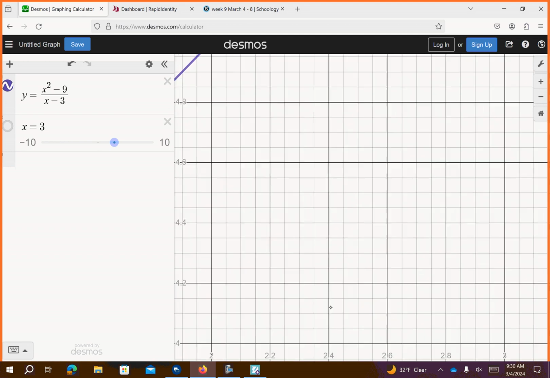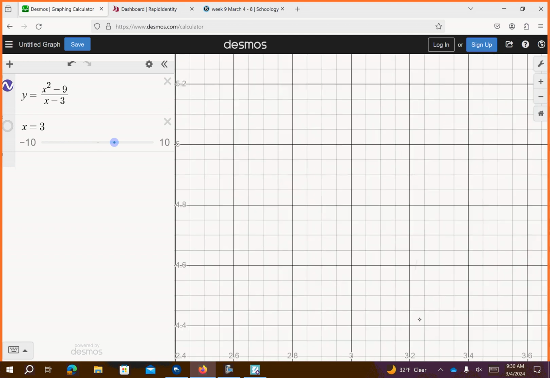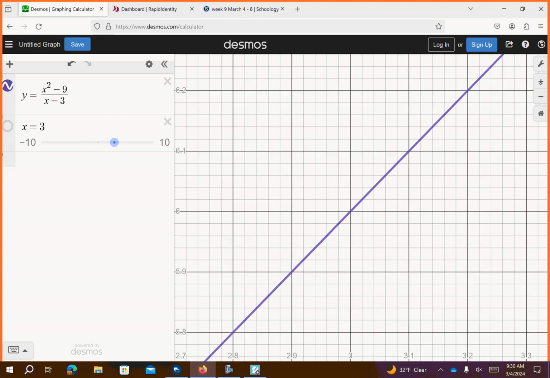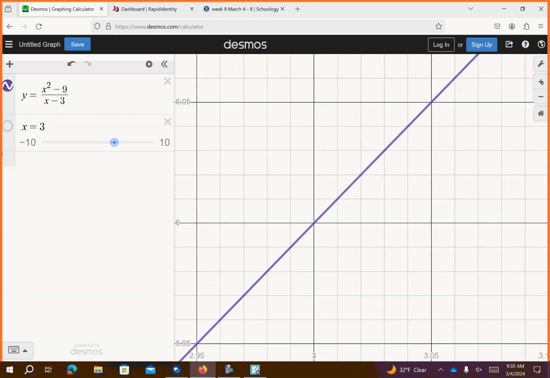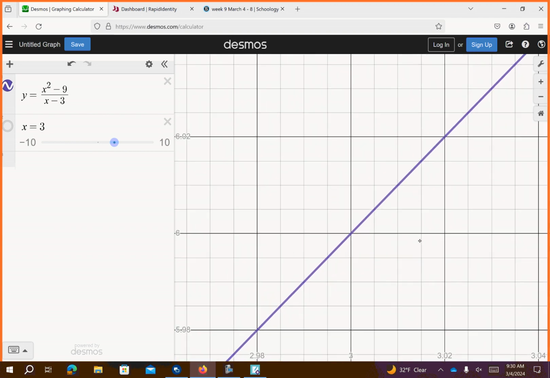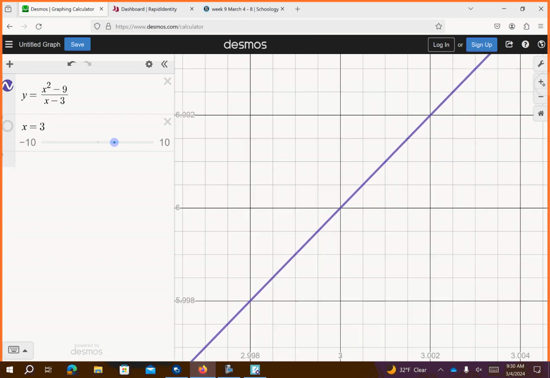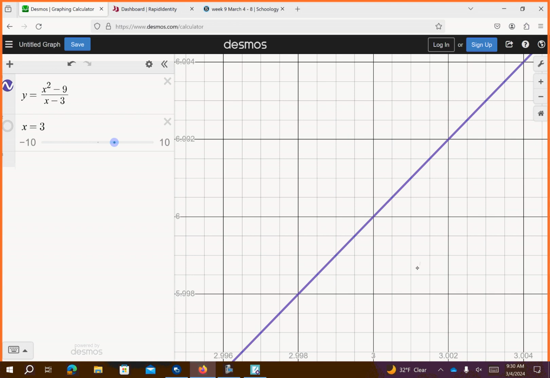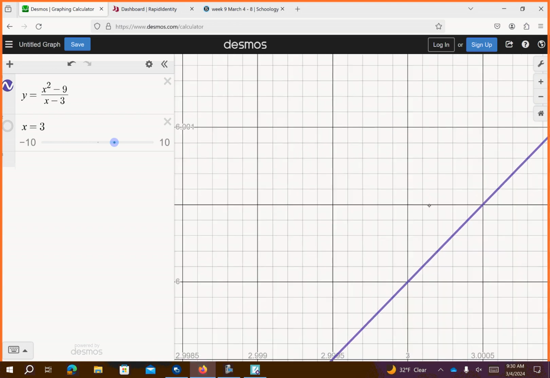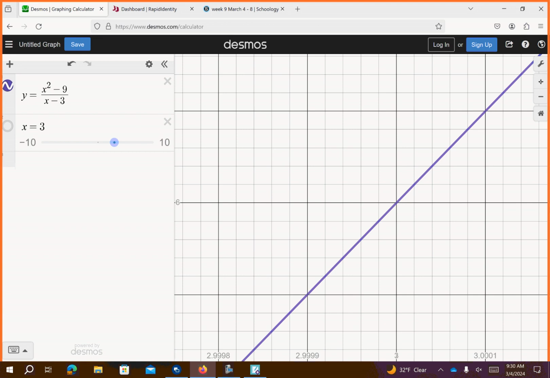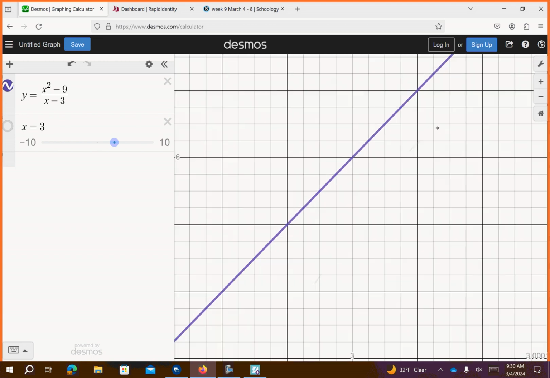And how you know you're looking at a hole is as I keep trying to zoom in at that 3, it won't show us a hole necessarily, but it's going to start getting weird looking as I get really close to it. There it is.